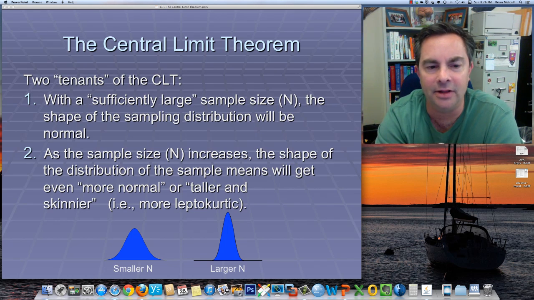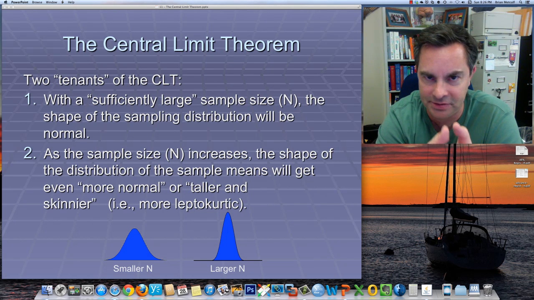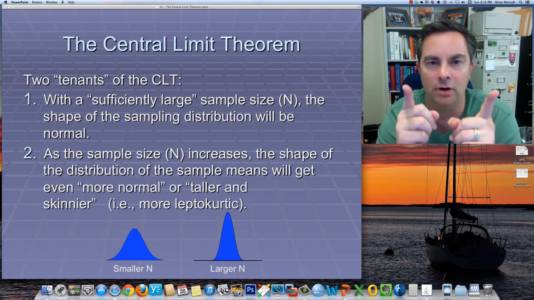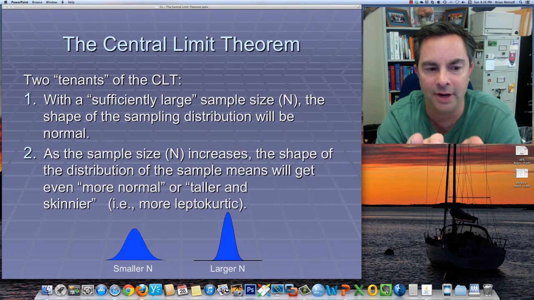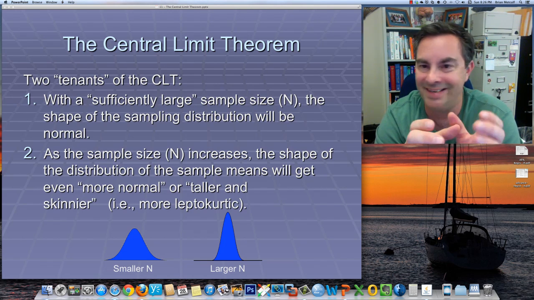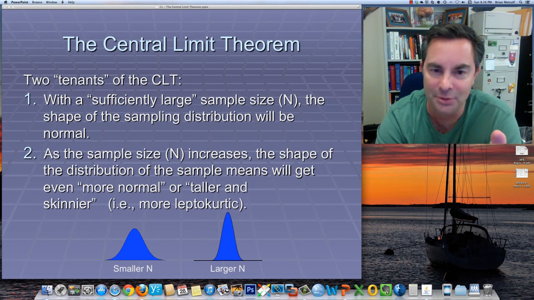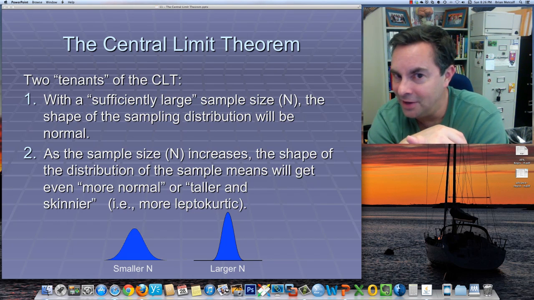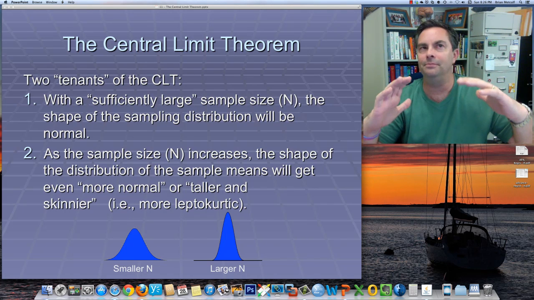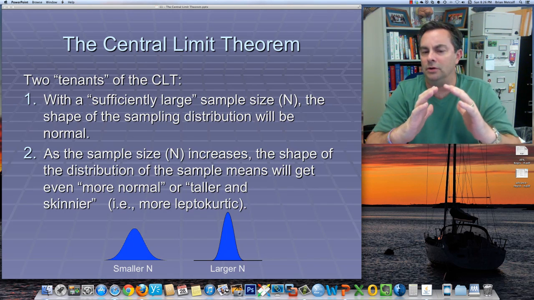Now I want to make something very clear. When I say that you increase the sample size, I am not saying that you increase the number of samples. I'm not talking about increasing the number of samples. I'm saying use a bigger sample size in your research. Okay? If you had 10 people in your control group and you move it up to 20, or you move it up to 40, or something larger, the resulting theoretical sampling distribution is going to be taller and skinnier, more normal and taller and skinnier.